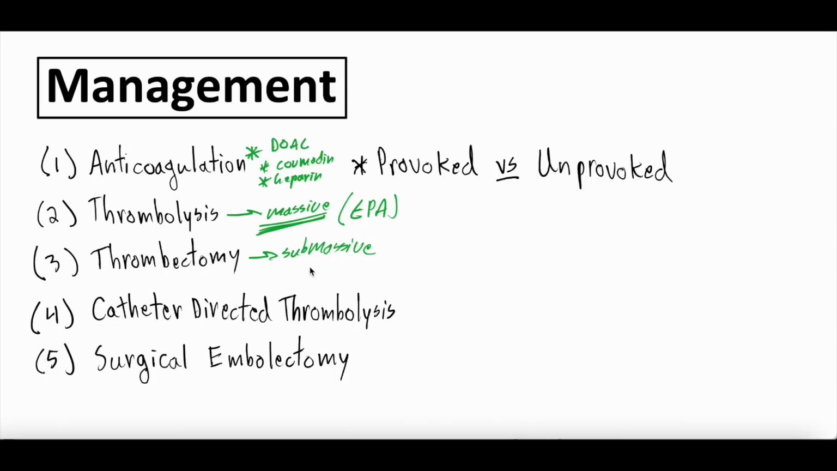Sometimes we do thrombectomy. This is where you actually go into the blood vessels with a catheter and try to suck out that blood clot. Or catheter-directed thrombolysis, which is where you go into these blood vessels and put catheters right next to the blood clot and kind of spray them with clot buster. Or at the most extreme, you can go to the operating room and get a sternotomy and an embolectomy, which is where they actually cut into the blood vessels of the lungs and remove the clot.